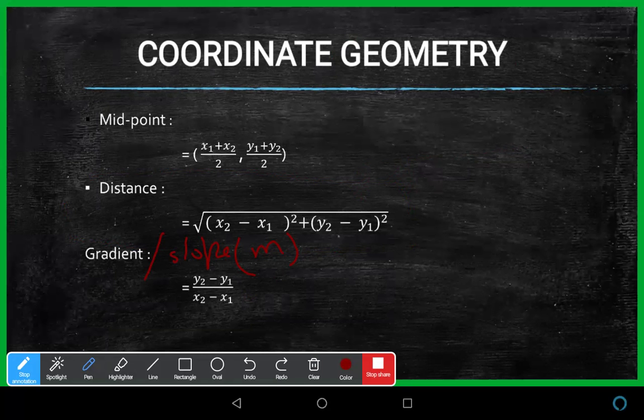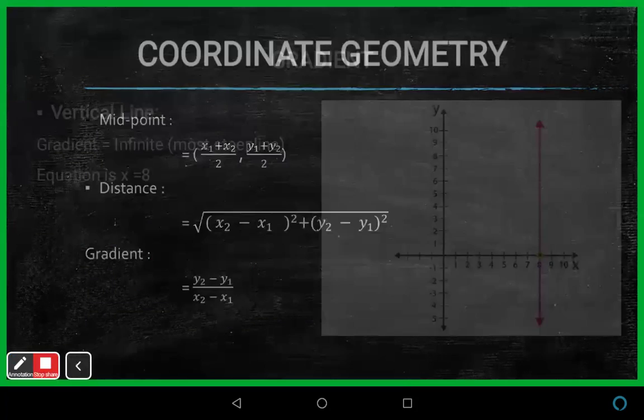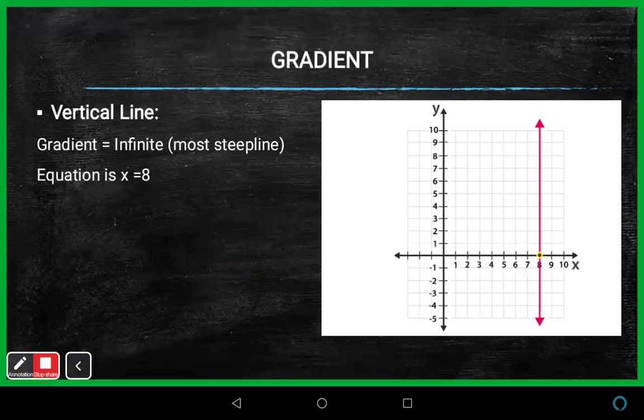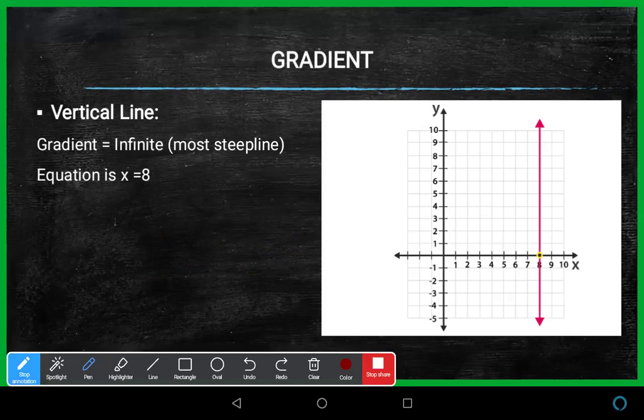Now moving towards the next slide. In gradient we need to go through some things. First is a vertical line. If we have a graph, I hope you all know the x-axis and y-axis. This is known as the x-axis, the horizontal line, and the vertical line is the y-axis. When there is a vertical line, remember that the gradient will be infinity. The gradient will be infinity when the line is vertical. Remember that. We can say it is the steepest line.